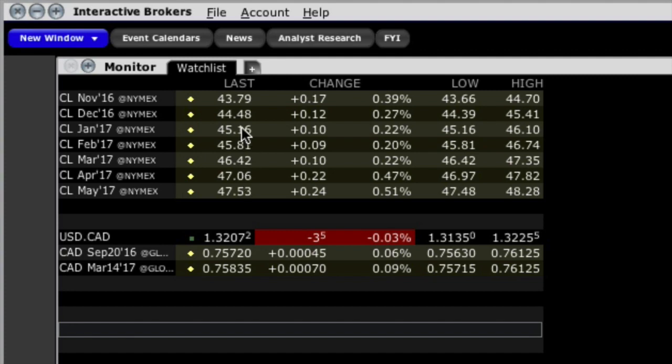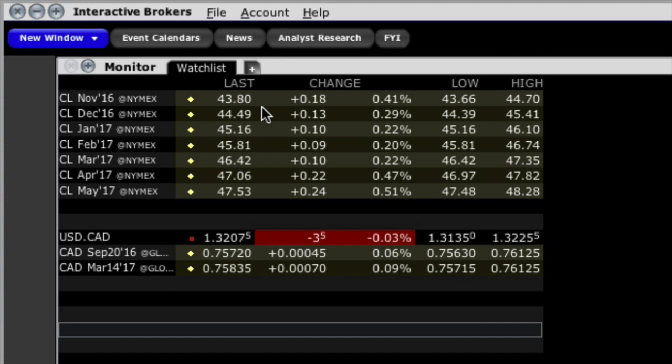When I'm looking at this, if you didn't know that this was oil and I took away all the months and I just had CL and I had a price, would you know that that was a futures contract or a stock? So just think about buying and selling a futures contract the same way you would buy and sell a stock.